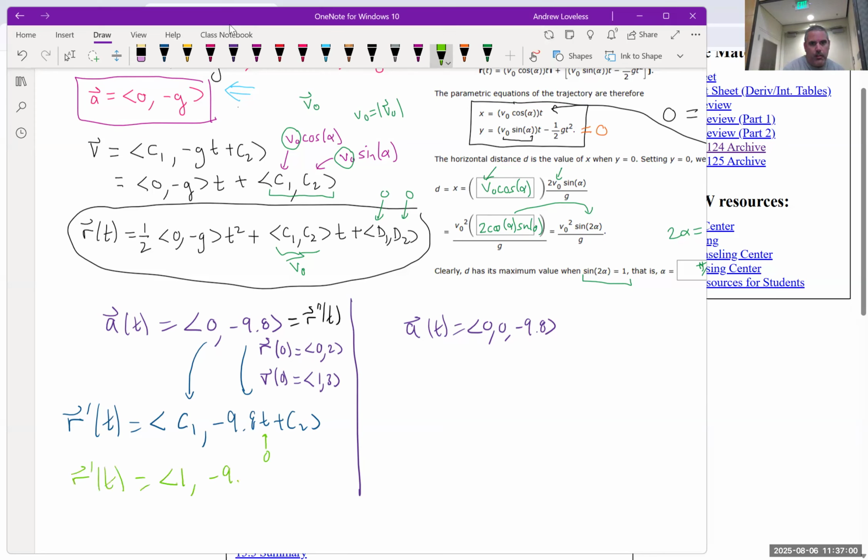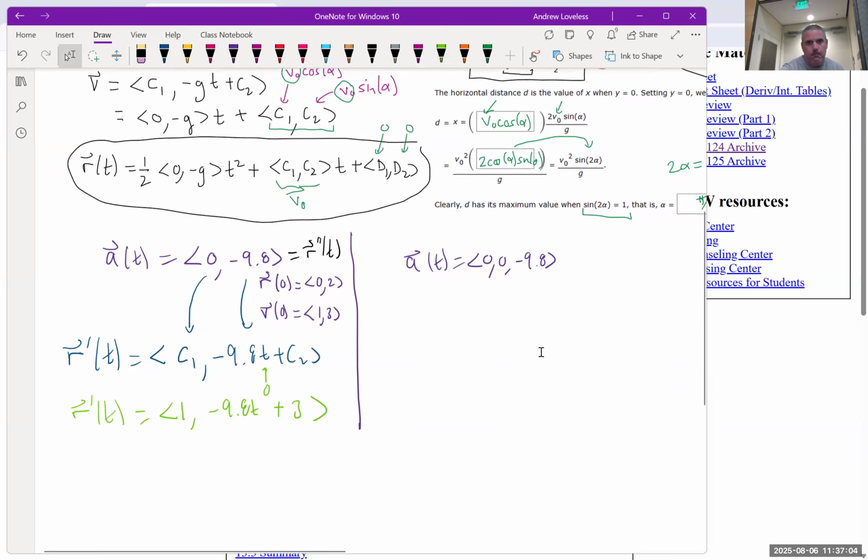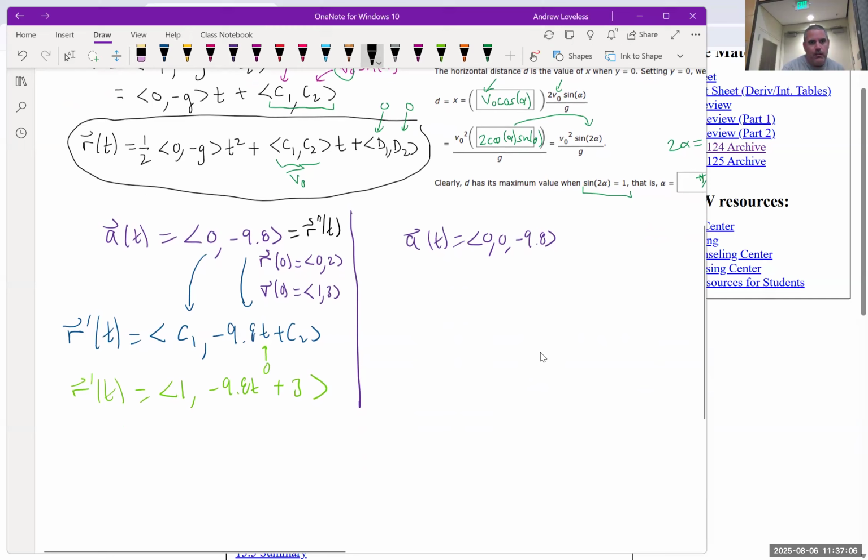1, negative 9.8t plus 3. Then you integrate again. So the question was kind of confusing in how it was stated, but this is really what it was about. Negative 4.9t squared. And if you've done projectile motion, you see that 4.9 popping up a lot.